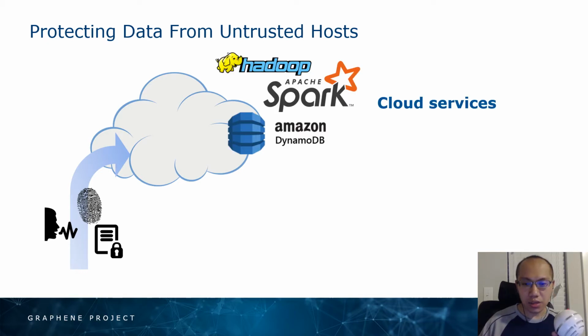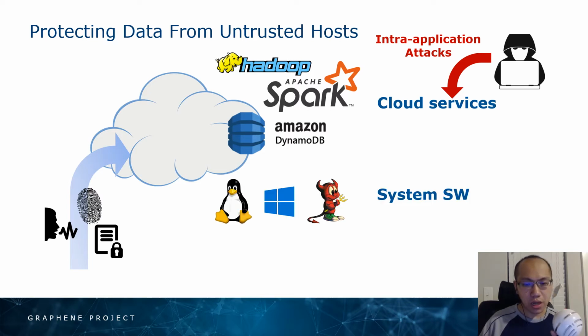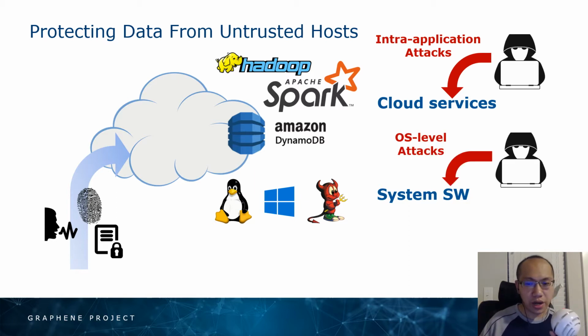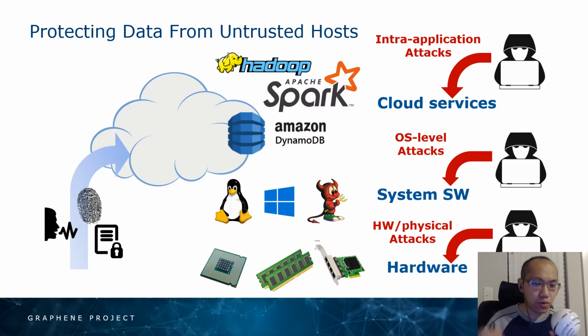For example, you think about these cloud services, they're all software, so they could have software vulnerabilities. They could also be taken over by inter-application techniques, such as buffer overflows or memory corruptions, right? All these are possible. You can also have the system software layers, such as the operating system. The operating system also has its own vulnerabilities that can be taken over by OS-level attack techniques. And finally, you also have the hardware layers, including the DRAM and the IO devices. All of these could also be taken over by hardware attacks or physical attacks.